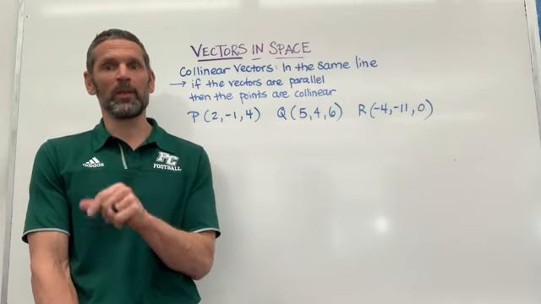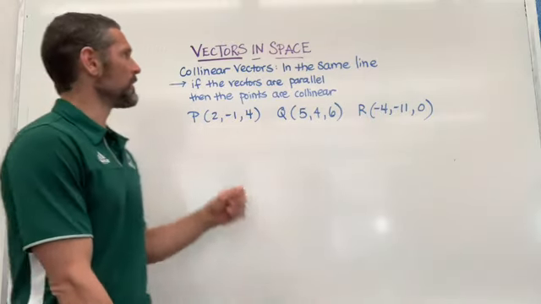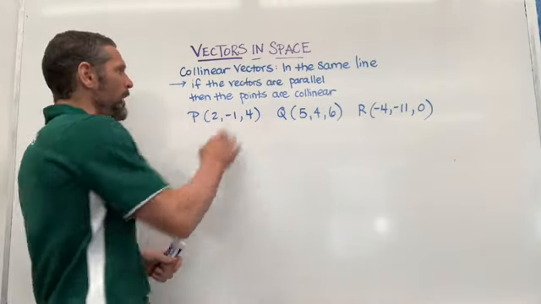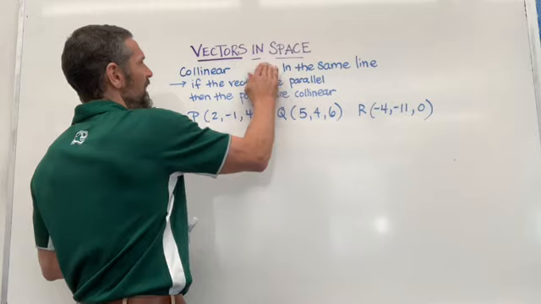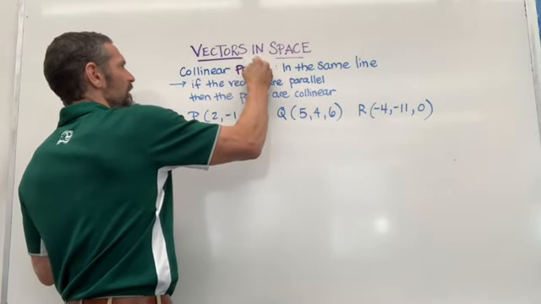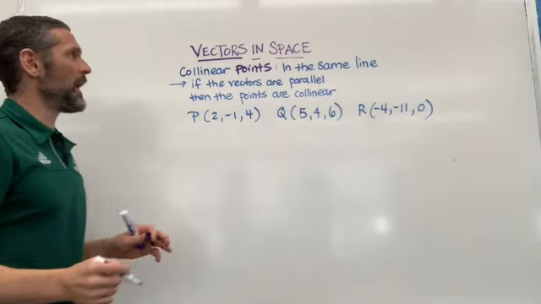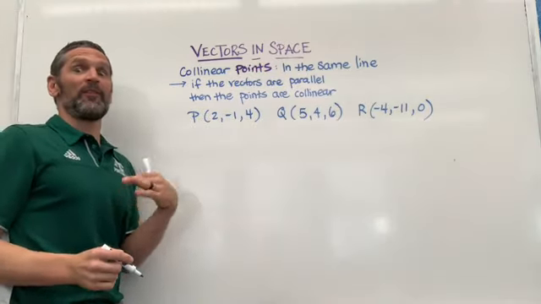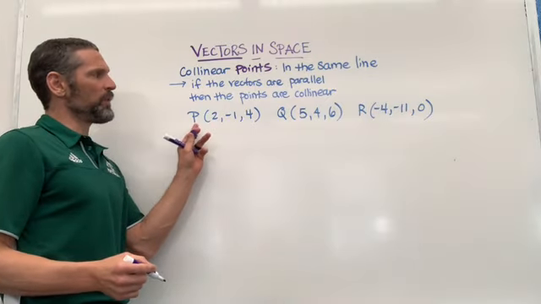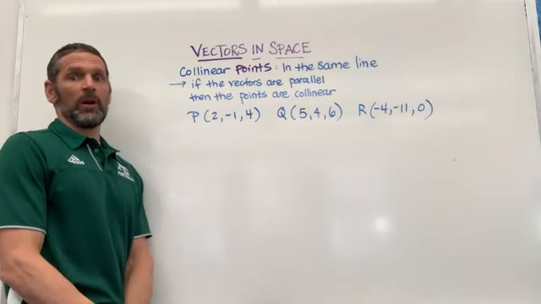We're concerned with collinear points. So collinear points are in the same line, not vectors. Collinear points are in the same line. And here's our statement. If the vectors are parallel, then the points are collinear. I'm asking, are these 3 points collinear?